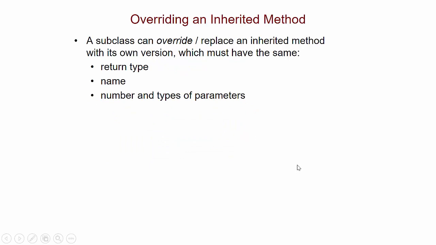Now let's say that we want to do something different when we print a square object. We can do that by overriding the inherited toString method. And this can be done for any inherited method. You replace the inherited method with your own version by making sure that the new version has the same return type, the same name, and the same parameters as the one that you're inheriting. And if you do that in the subclass, it will replace the one that was inherited from the superclass.